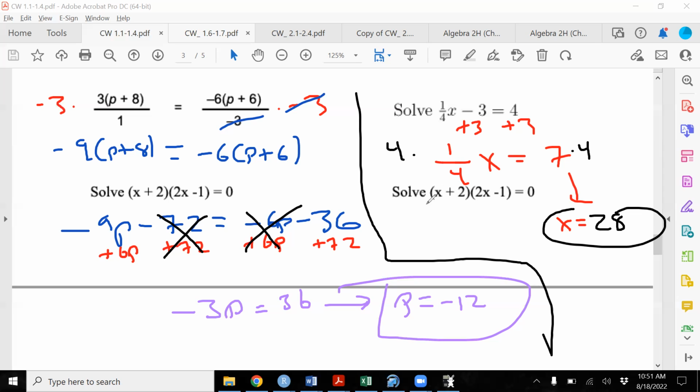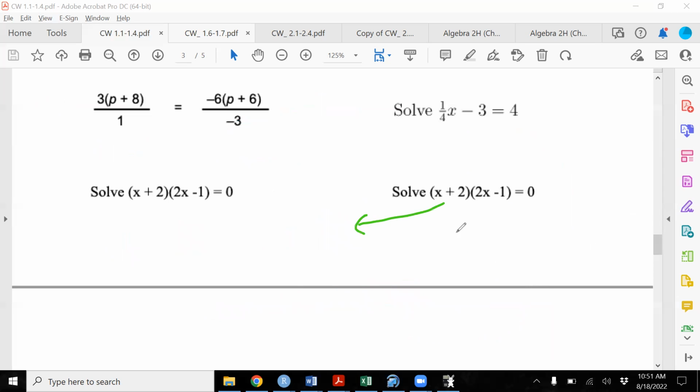But this is a factoring problem. Factoring, don't FOIL. That's a waste of time. Just do the X method. Actually, the X method is already done for you. It's a factoring process. FOIL is the opposite of factoring. That's multiplying out.